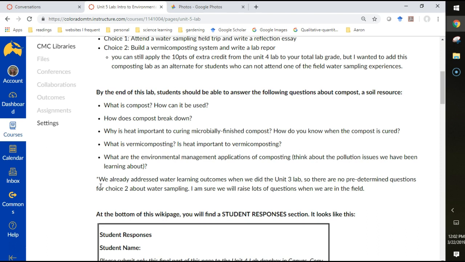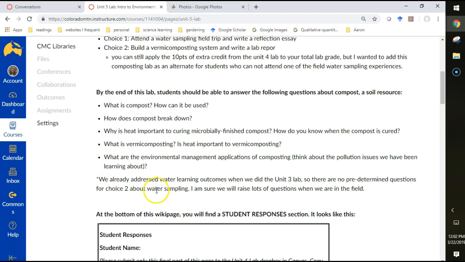What is compost? How can it be used? How does compost break down? Why is heat important to curing microbial finish composting? And how do you know when the compost is cured? What is vermicomposting? Is heat important to vermicomposting? What are the environmental management applications of composting? Think about the pollution issues we have already been learning about.